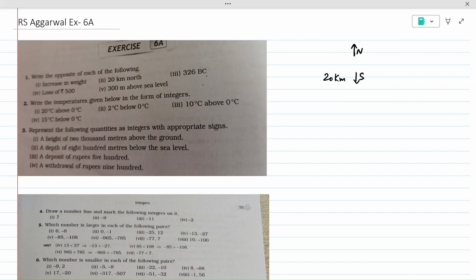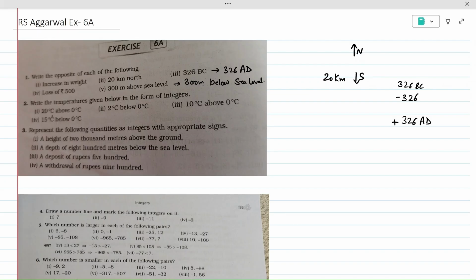Then 326 BC. So 326 BC means 326 before Christ, that is minus 326. And opposite of it will be 326 AD. Okay. So opposite of this will be 326 AD. Next we have loss of rupees 500. Opposite of loss is profit. So here we'll have profit of rupees 500. Last one, it is 300 meter above sea level. Opposite will be 300 meter below sea level. Okay, again I am writing here 300 meters below sea level. Okay, this is very easy.